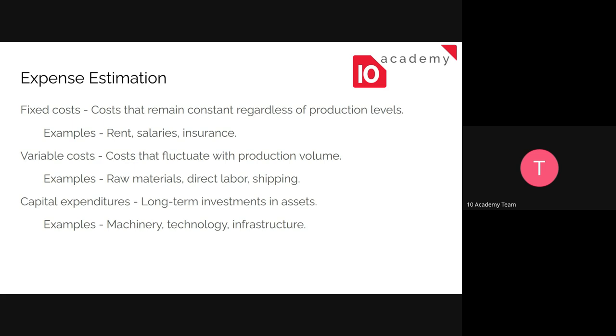Next, long-term investments. As we have discussed earlier, capital expenditures are big investments, and they are expected to last for a long time. So this includes infrastructure, a building, could be machinery, could be a car, could be a truck. You can consider it a huge investment that is expected to last for a long time.